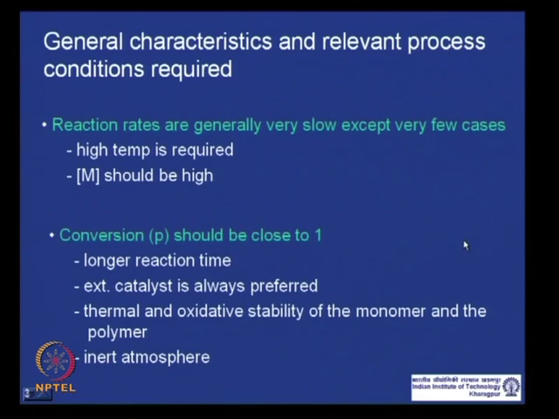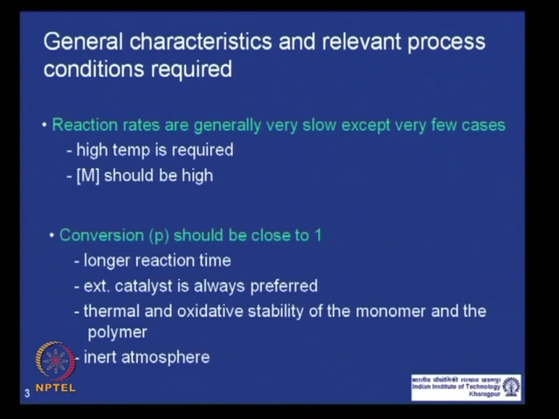Next, we know that to make a high molecular weight, p, the conversion, should be close to 1. From our kinetics discussion we have seen that to have p very close to 1, we have to continue the reaction for a longer time. There is no other alternate route by which we can achieve p very high, close to 1, without keeping the reaction going for a longer time.